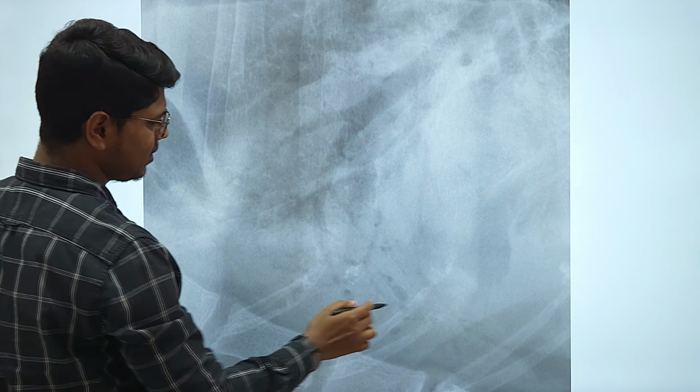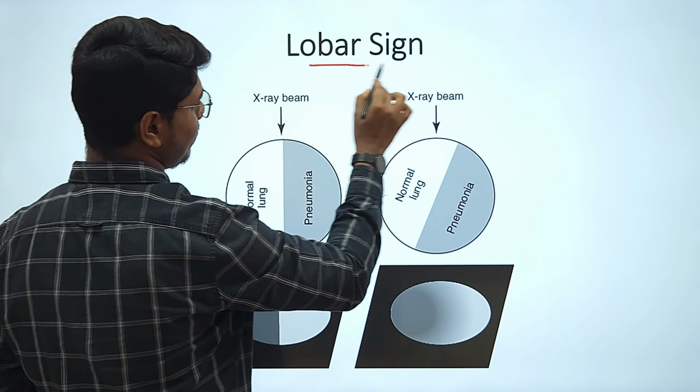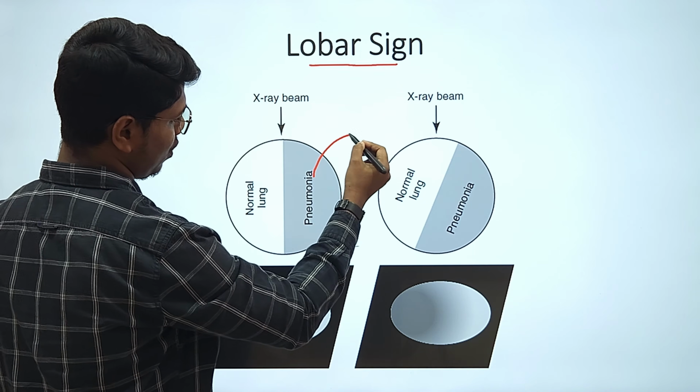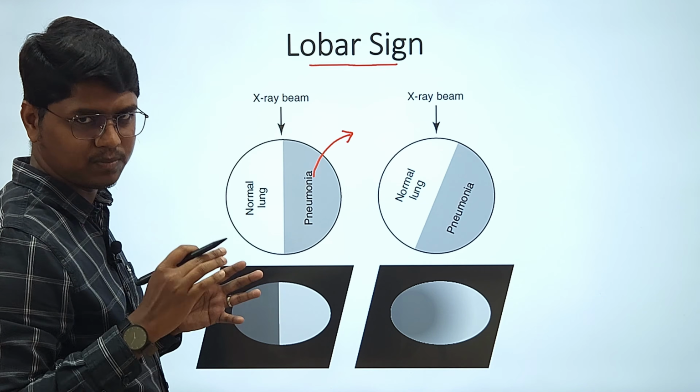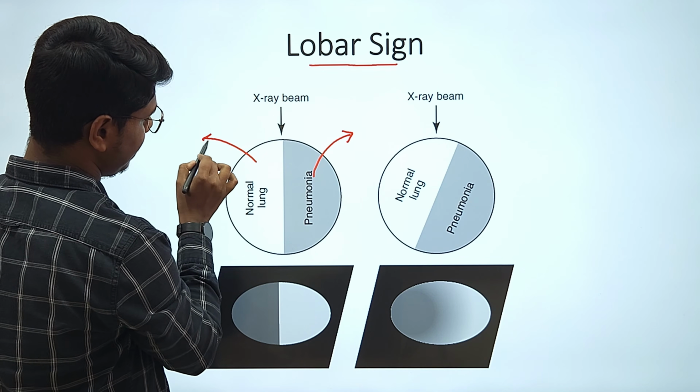Another sign is lobar sign. What is lobar sign? It means sometimes what happens, a particular lung lobe will have some problem, pneumonia or edema, whatever it is, and the nearby lung lobe will be normal.